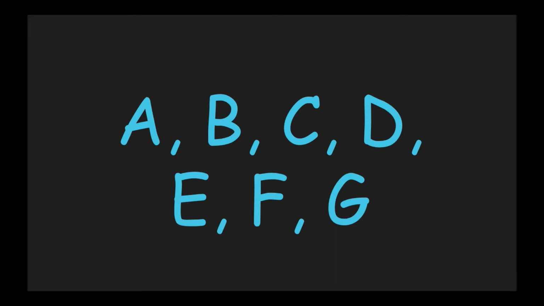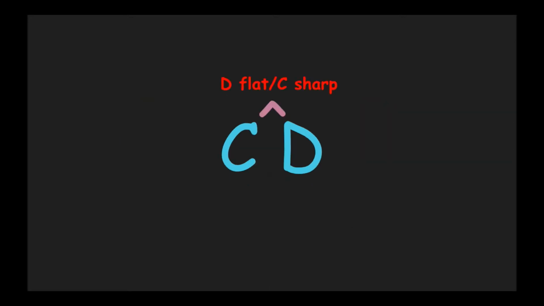In between any notes, one can find a sharp or flat. That means, for example, that in between C and D lies D flat, a note that has a frequency right between that of C and D.